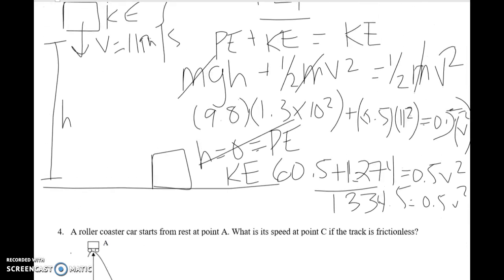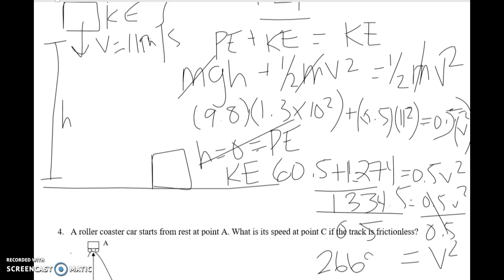I can divide both sides by 0.5. V squared equals 2669. And then I'm going to square root both sides. V is equal to 51.7 meters per second.